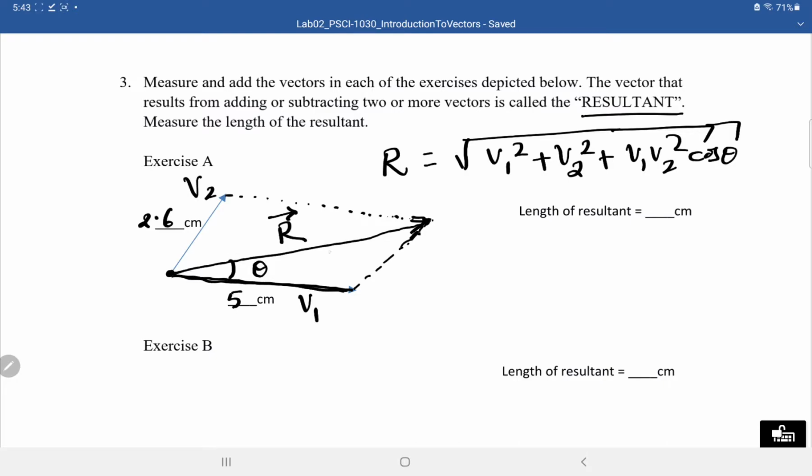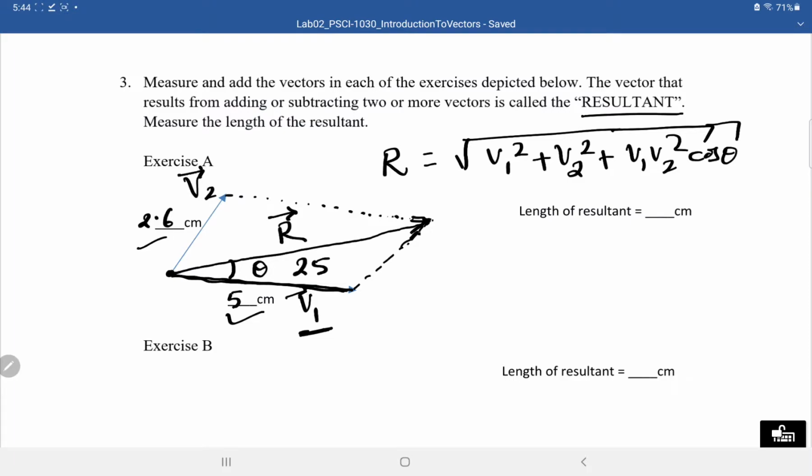Suppose I say this is around 25, or you can measure your value, 25 point something. So this is 25, right? You have this angle of 25 degrees. You have a vector whose value you already measured, v1, and the next vector, v2, which is 2.6.